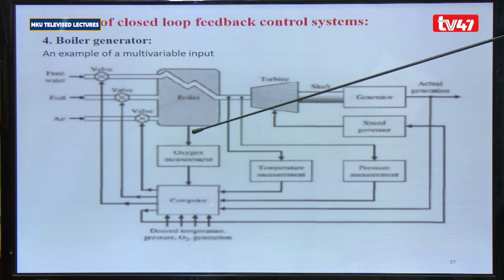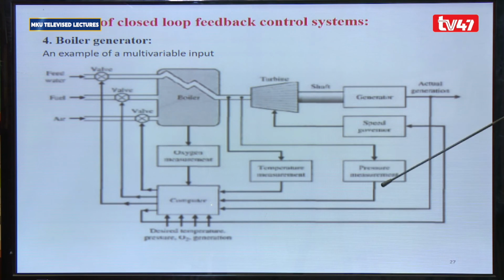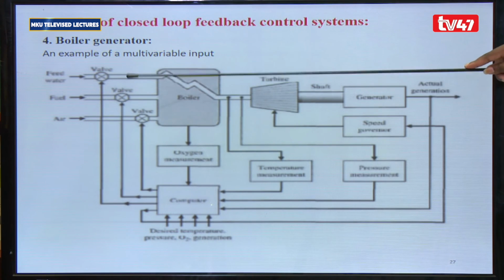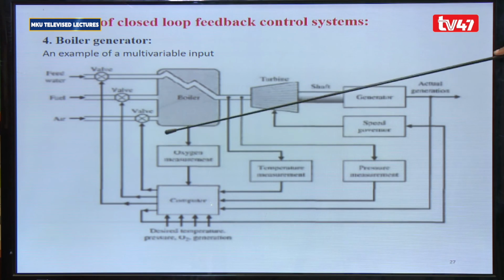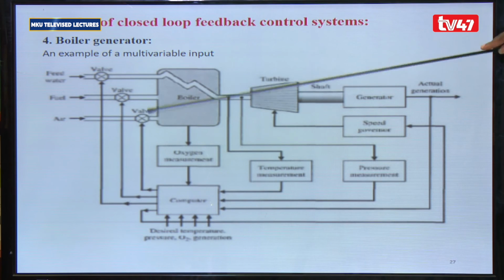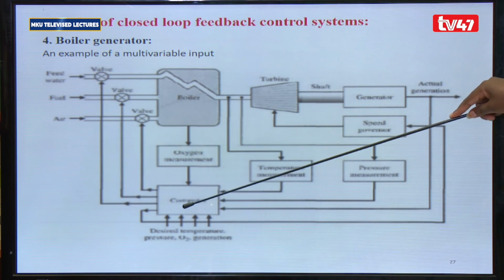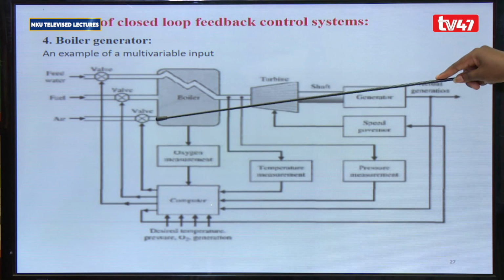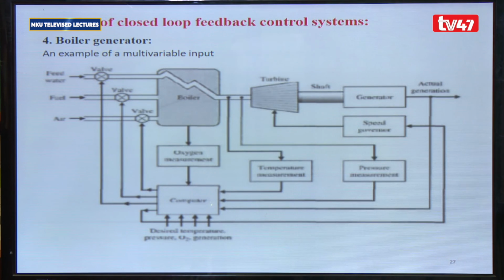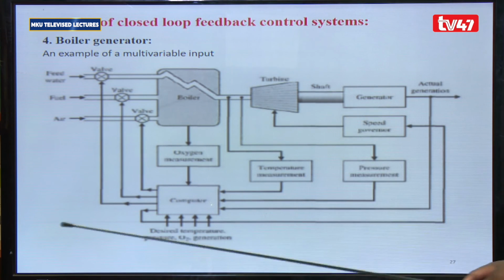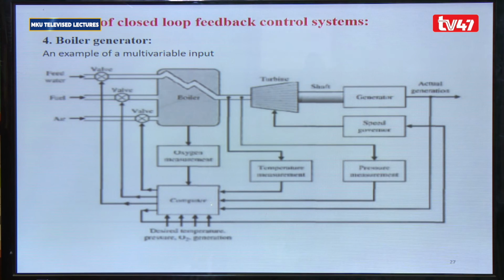We have to check the oxygen here. We also have to check the pressure. And then you do the comparison. If it is the one which is necessary, then you proceed. When you find one or two is not on the right quantity or quality which is necessary, then it is the work of this comparator to give a signal for a control action, like maybe to open the valve for fuel or water and all that. So that is where we find multi-inputs with a single output.